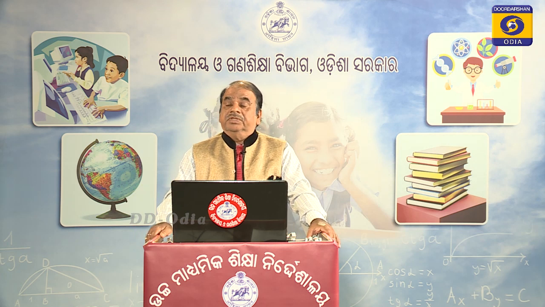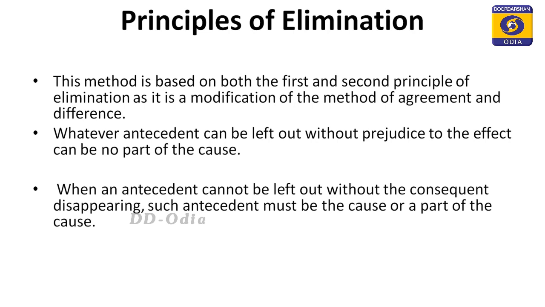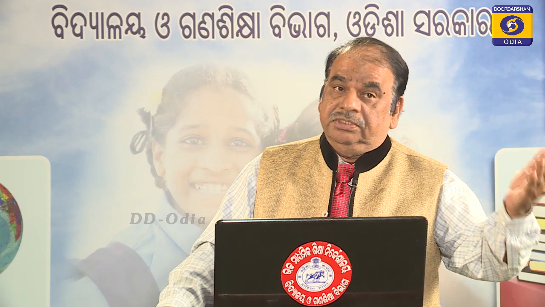Similarly, the second principle of elimination is that when an antecedent cannot be left out without the consequent disappearing, such an antecedent must be the cause or part of the cause. The first principle says what cannot be the cause, the second principle says what can be the cause. If you take away some antecedent and the effect also goes away, then we can relate the two by the causal relationship.